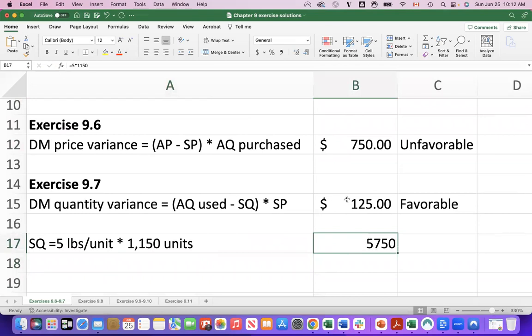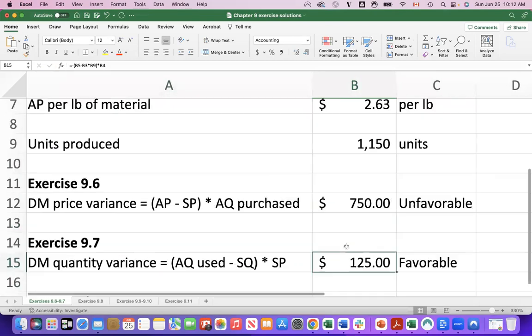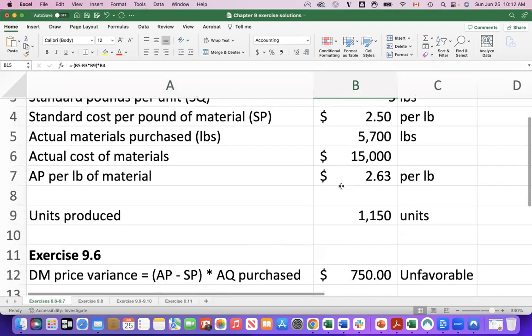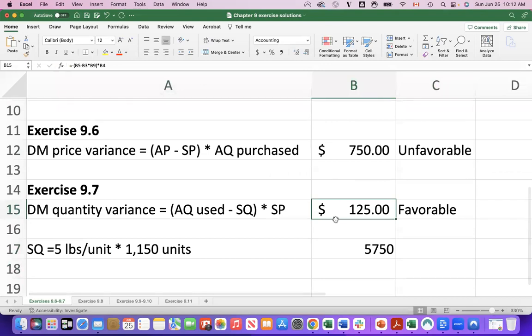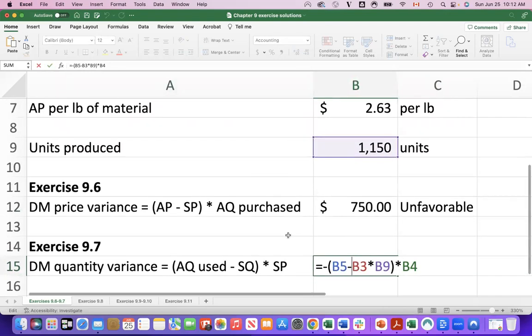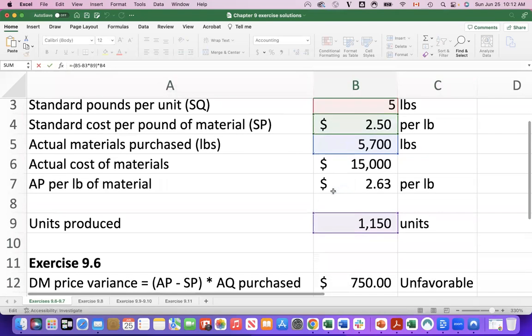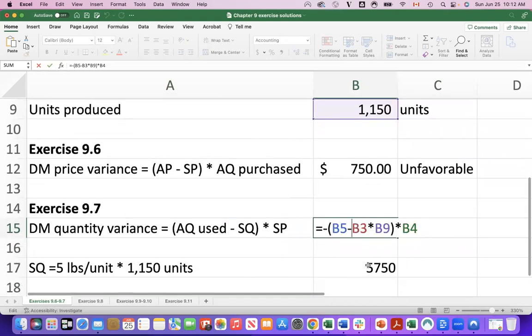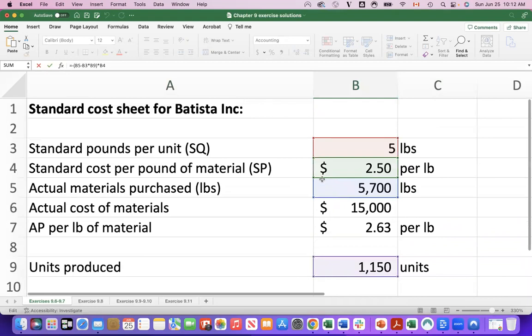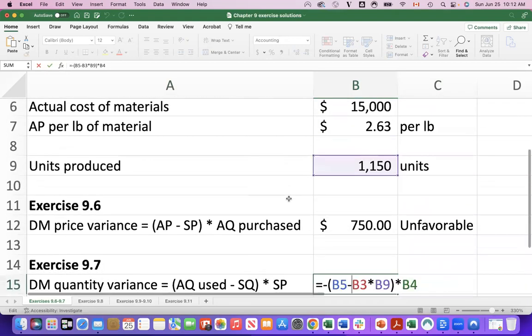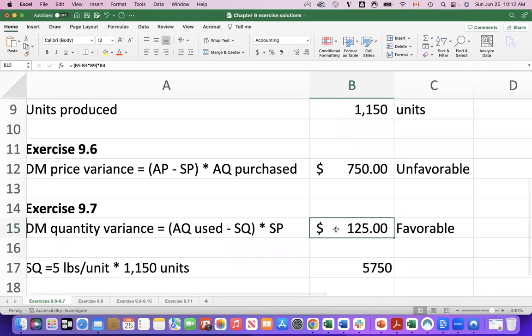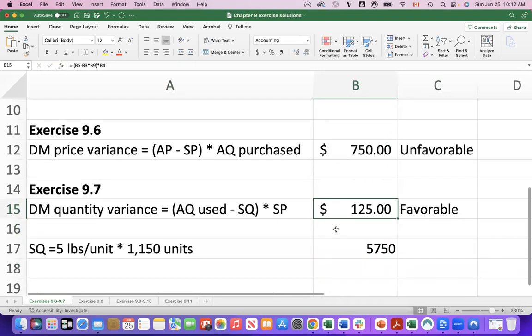So this is our standard quantity, and that goes into the formula here. We actually used 5,700 pounds, so we used less than anticipated. That gets us a favorable variance of $125. Again, it's the difference between the amount that we used, the 5,700 pounds, less the standard quantity, which is the 5,750 we calculated, and then we multiply all of that by the standard price, which is $2.50. So by using 50 pounds less than anticipated, we saved $125 in material costs.